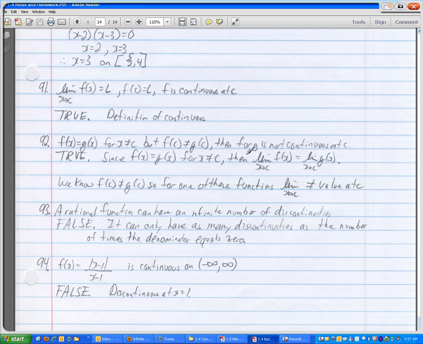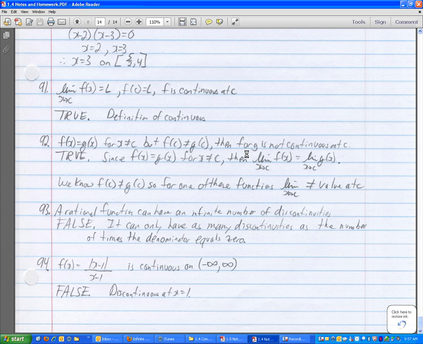So, false. What if it was a trig function with, let's say, cosine as the denominator? Then you could, because, you know, right? Forever and ever and ever. All right, what else from section 1.4?